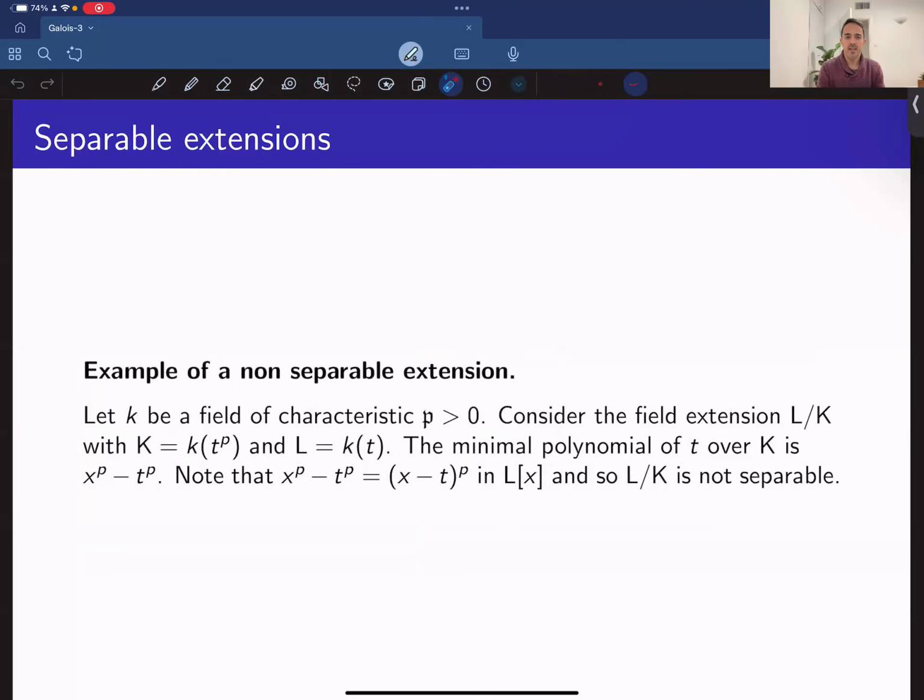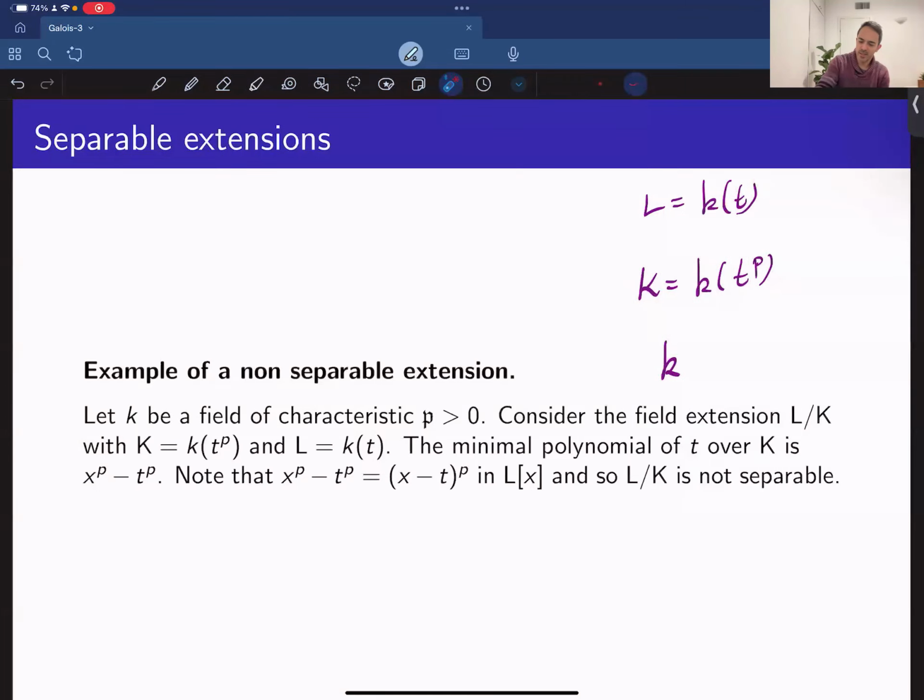Good. Now, if you want to find examples of non-separable extensions, you actually do have to work a bit harder. So here is the canonical example. You take some field of characteristic p, I call it little k, and you know that you have to consider infinite fields of characteristic p. So one thing you do is consider adjoining to k some t to the p, and L is going to be k(t).